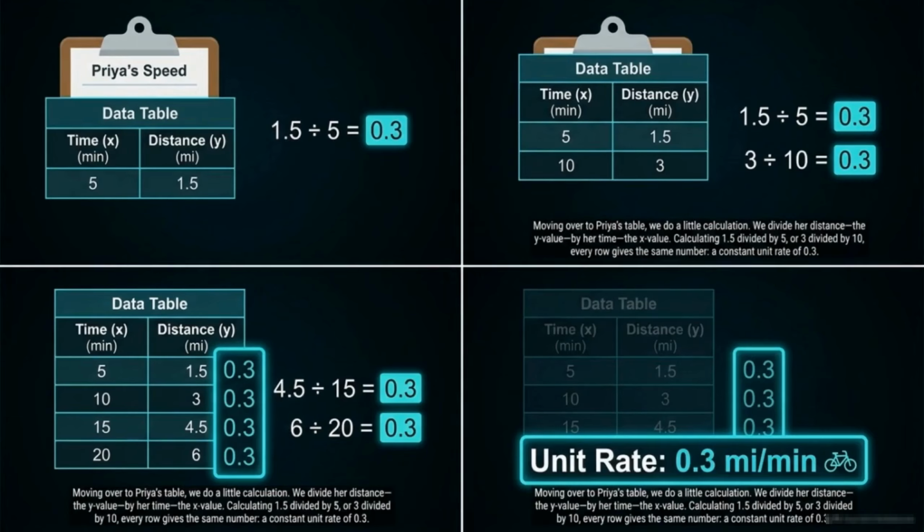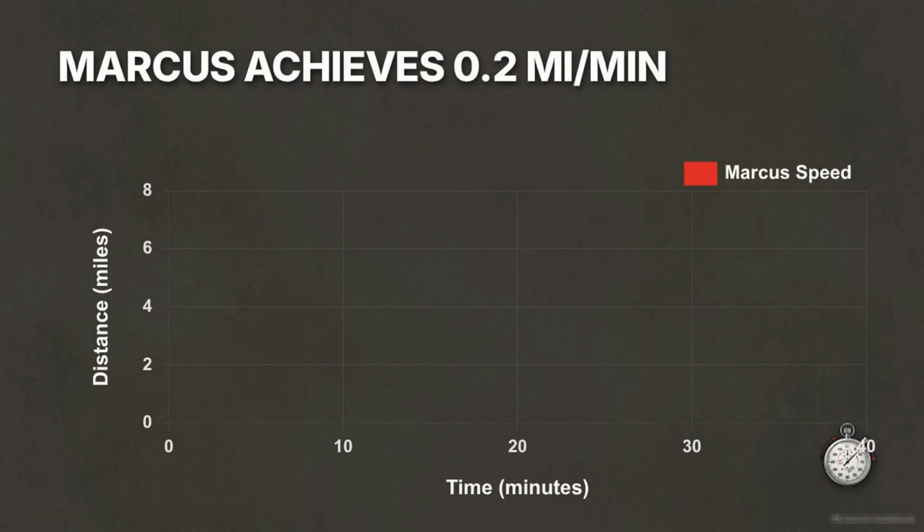We divide her distance, the y value, by her time, the x value. Calculating 1.5 divided by 5, or 3 divided by 10, every row gives the same number, a constant unit rate of 0.3. Finally, we look at Marcus's graph.